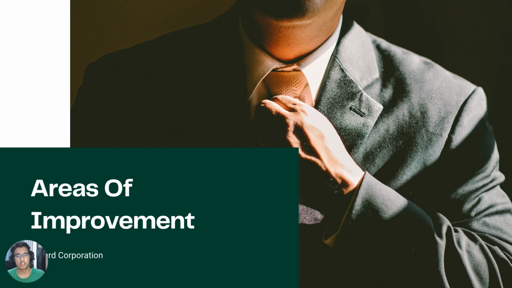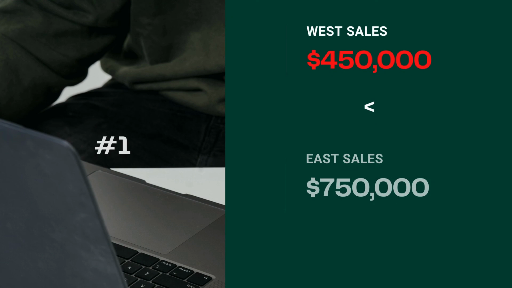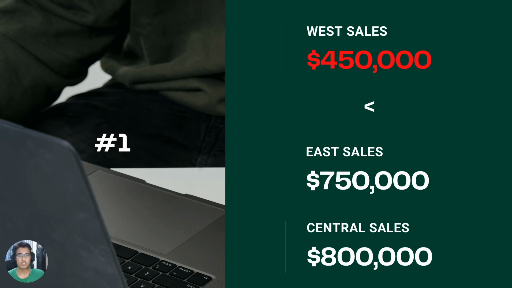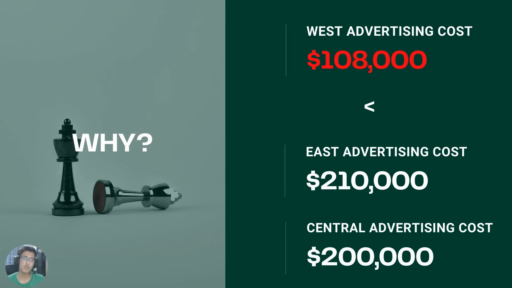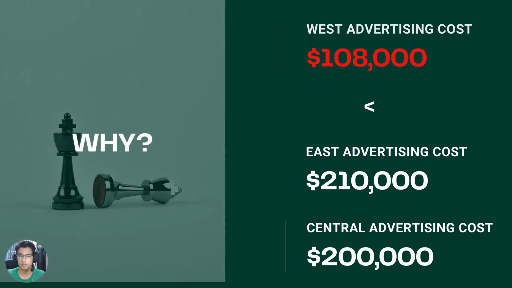Now, we're going to present the last question for this problem, and that is the areas of improvement for the Millard Corporation. Sales in the West are much lower than in the other two regions. Why? The West is spending about half as much for advertising as the Central region, and that is the main reason for the West's lower sales.